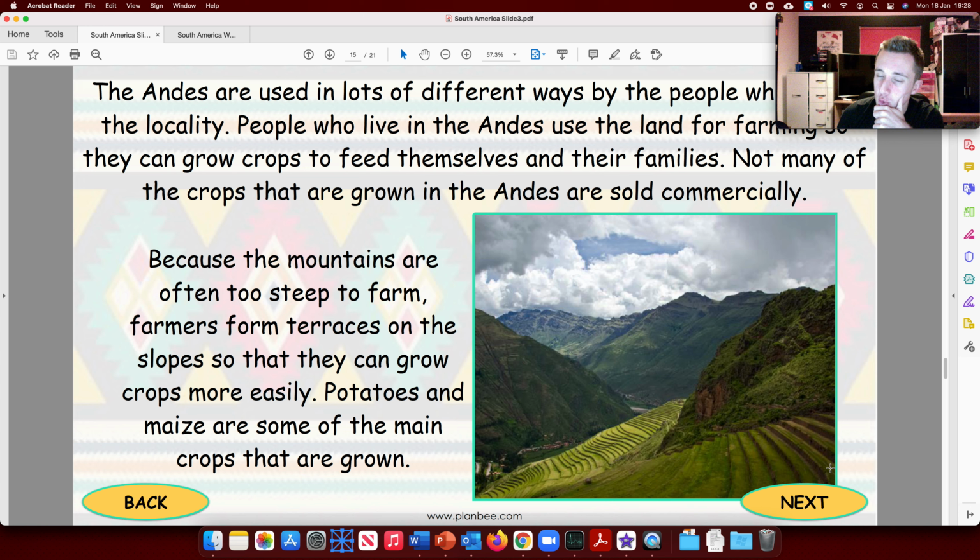Many of the settlements in the Andes are difficult to reach because of how steep the terrain is. So llamas and alpacas are often used to transport heavy goods from one place to another. It's very common there. People use wool from the llamas to make ropes, rugs, and fabrics.